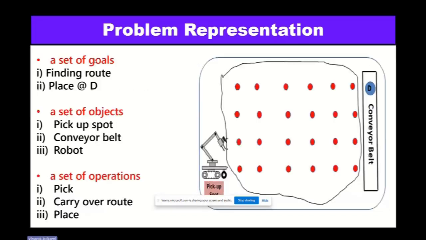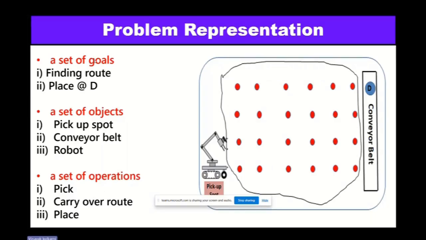After this, the set of goals is nothing but finding a route and placing the object on the conveyor in time. Then what are the objects here? Various spots, the conveyor belt, and the robot. Because we are assuming that the object is already picked up and now it is to be placed. So what are the operations? Picking, carrying this object over the route, and finally placing it.